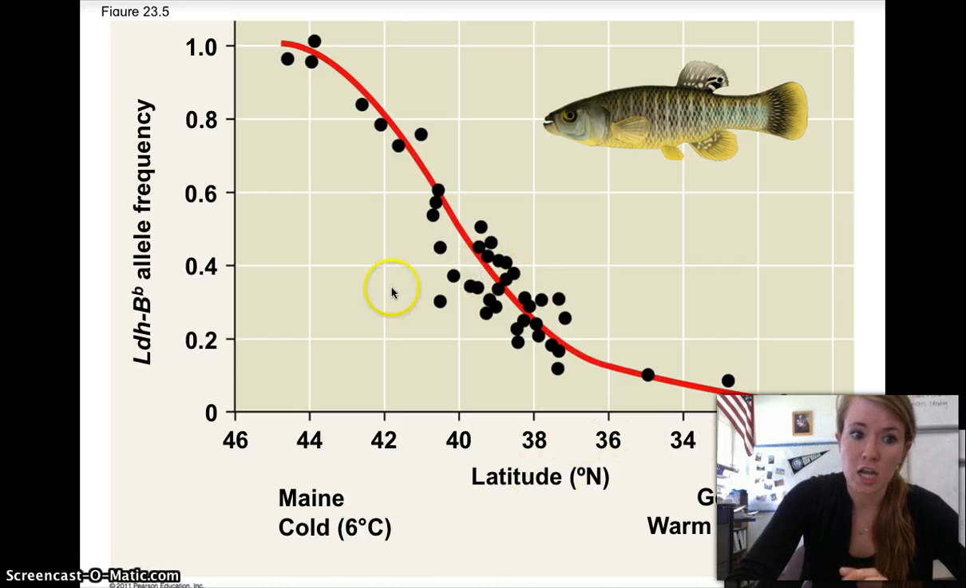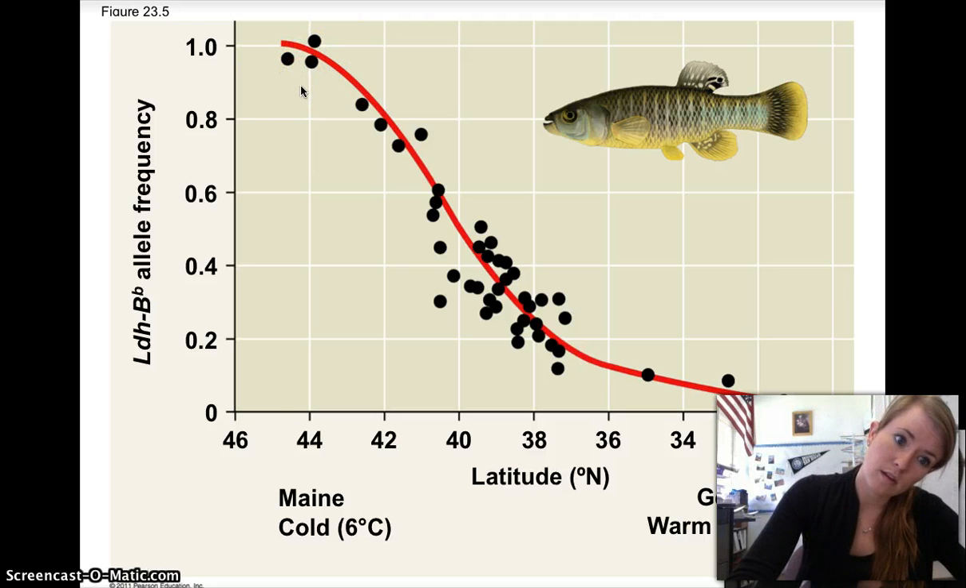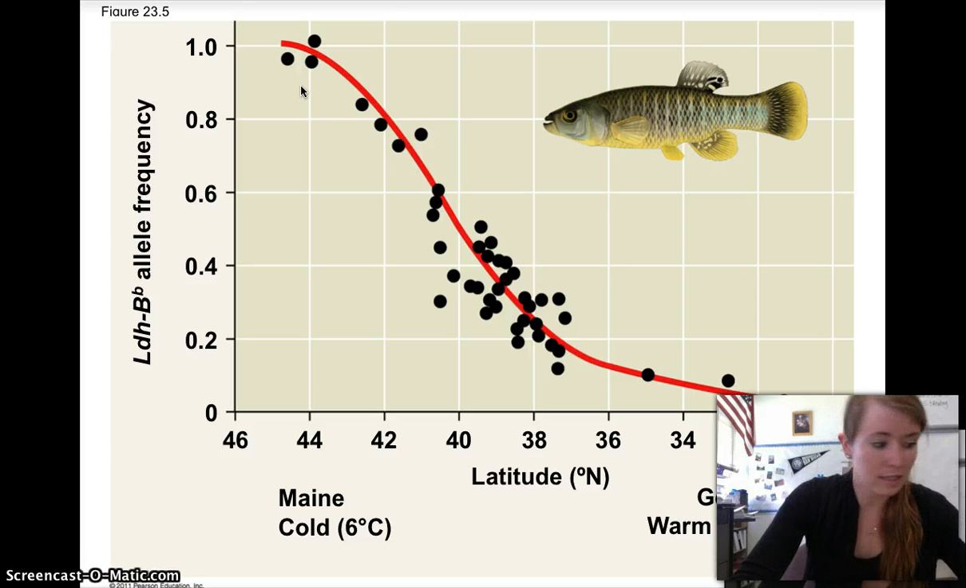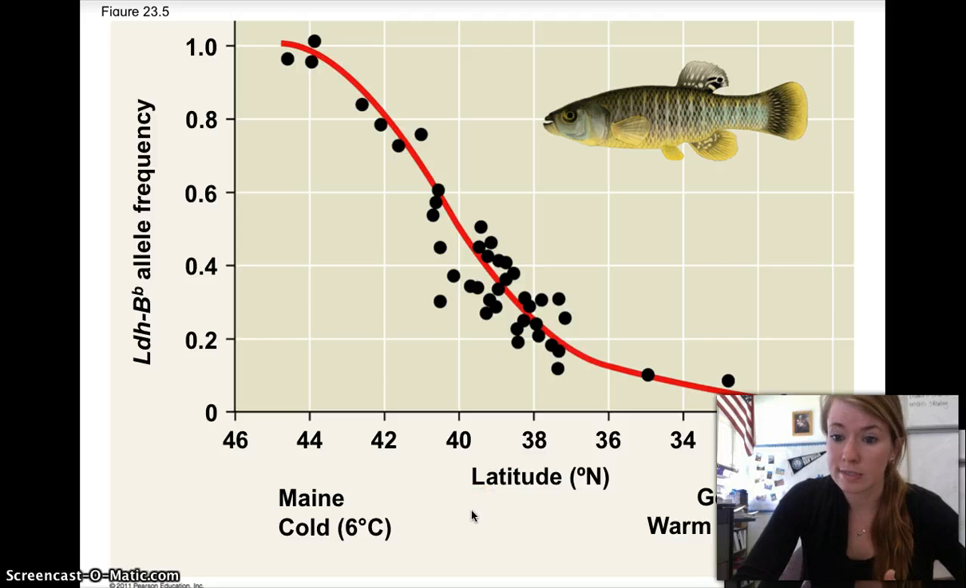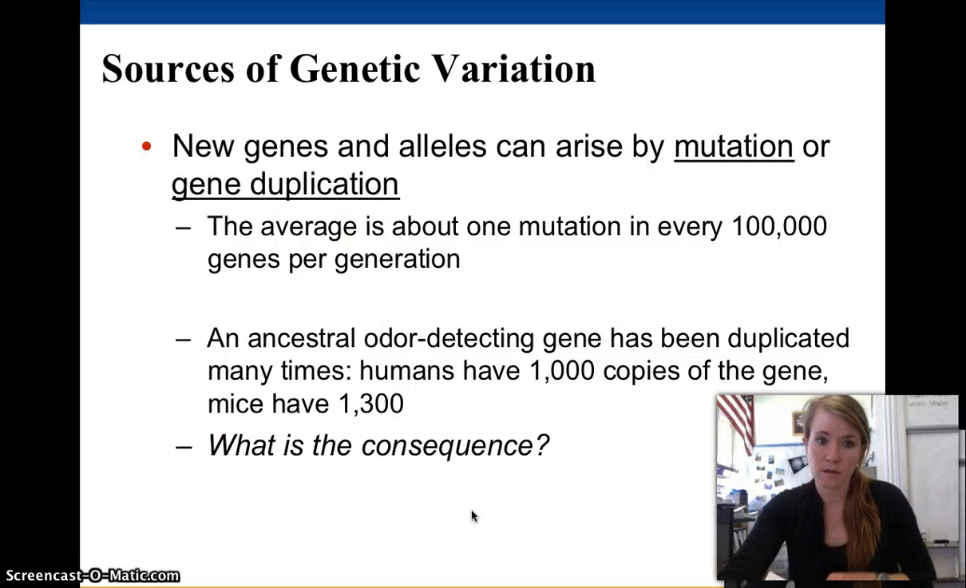And you can see that the fish have a much higher frequency of the LDHB, lactate dehydrogenase B, little b allele, up here at the very cold temperatures, as opposed to down here, where that allele is much, much different. So you can see that over a spectrum, the allelic frequencies change. That's called a cline.